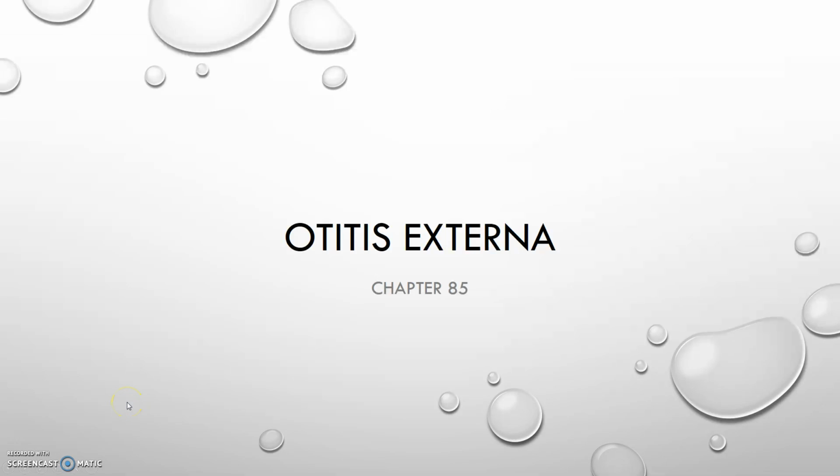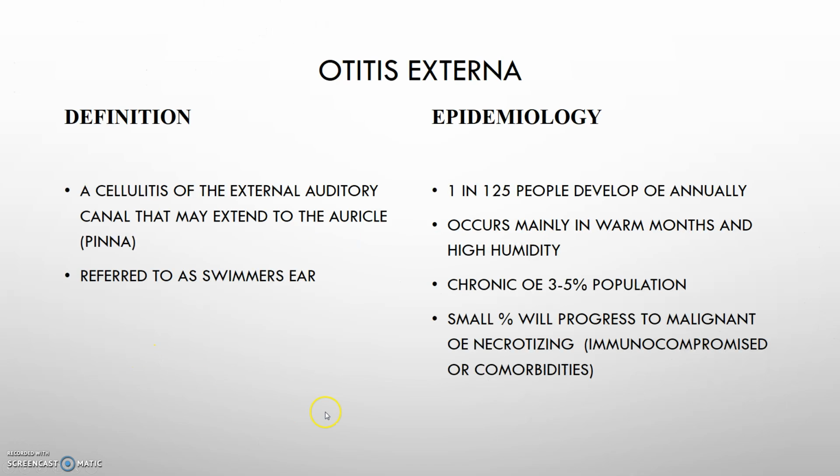Let's look at otitis externa from chapter 85. Otitis externa is a cellulitis of the external auditory canal that may extend to the auricle or the pinna of the ear. It's often referred to as swimmer's ear, but that's a little bit of a misnomer because there are several causes of otitis externa.